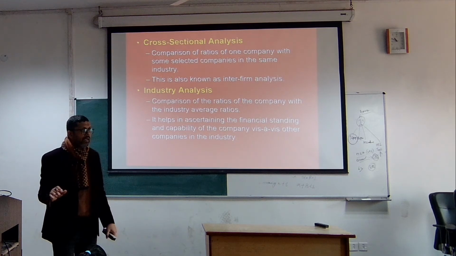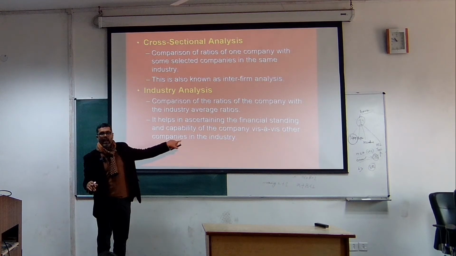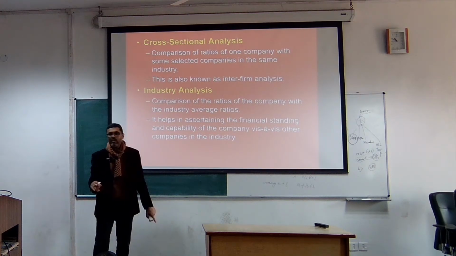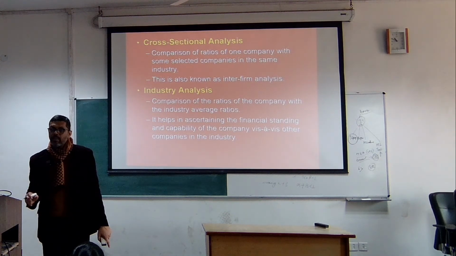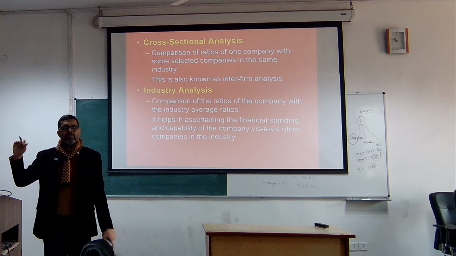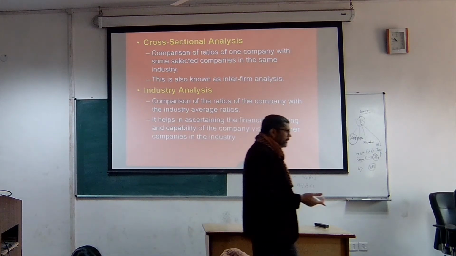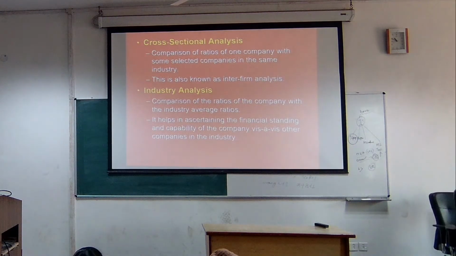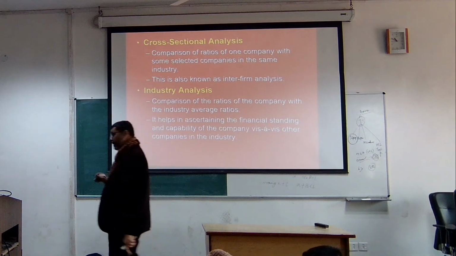Clear? Right? So it helps in ascertaining the financial standing and capability of the company vis-a-vis other companies in the industry. Is it clear? That is why there is ranking, right? In the auto sector, number 1, number 2, number 3 are these, and in FMCG, number 1, 2, 3, 4 are these. How are they able to do that? It is just because we compare that particular company with the industry average. Clear? Understood? Right.